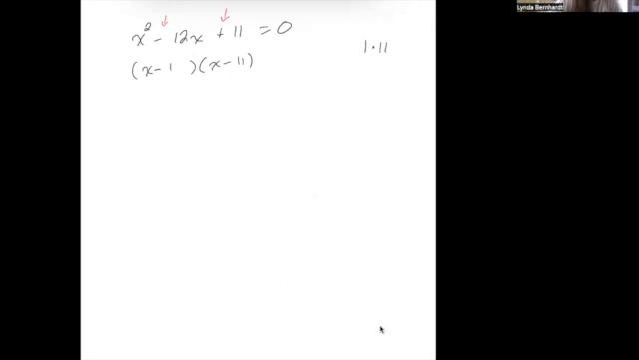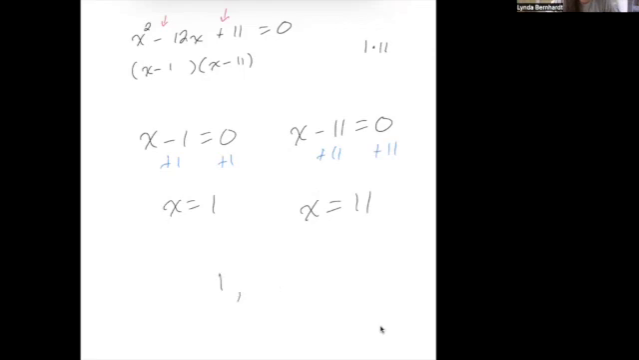So now we just have to solve for 0. x minus 1 equals 0, x minus 11 equals 0. Plus 1, plus 11. That gives us x equals 1, x equals 11. So 1 and 11. I believe you said both of them were negative. So that means you factored properly. You just forgot that this means equals 0, so you have to flip the sign or solve for x. That's literally it. You've got it.